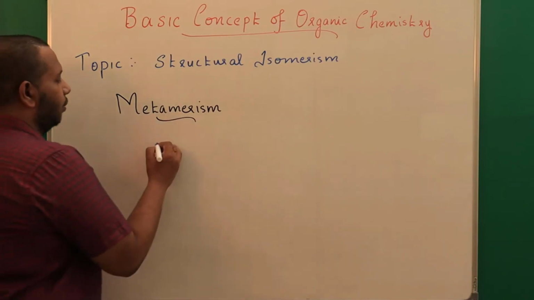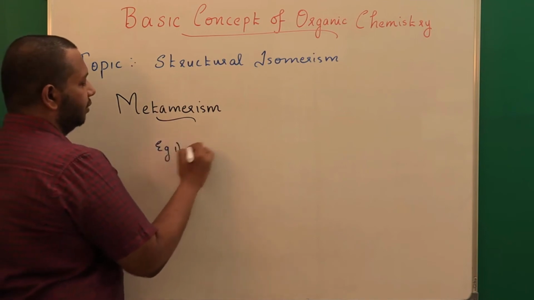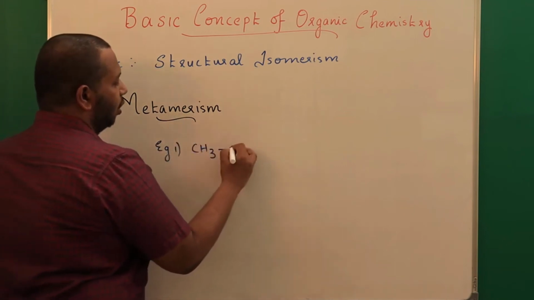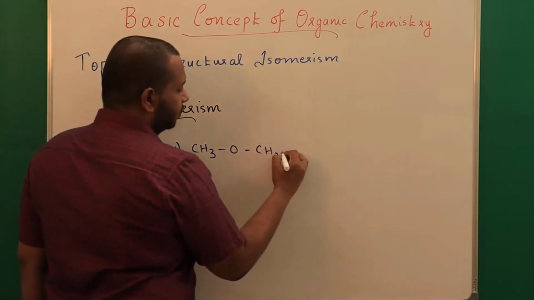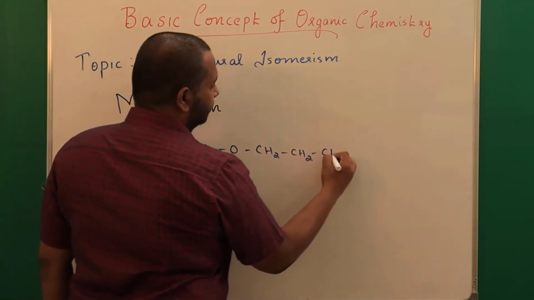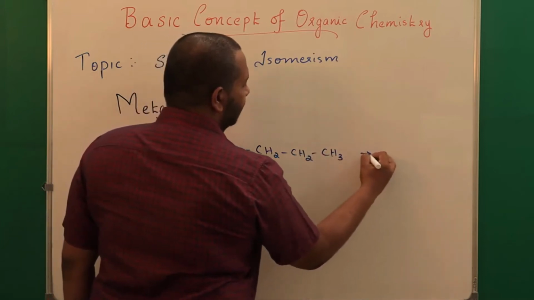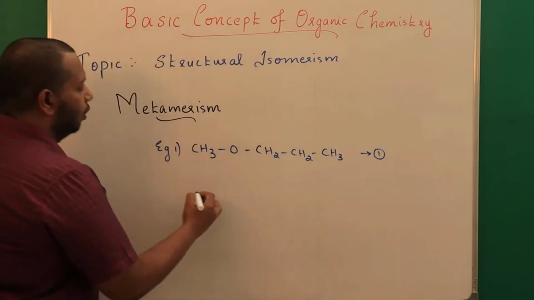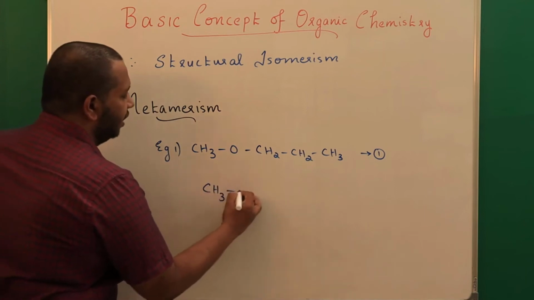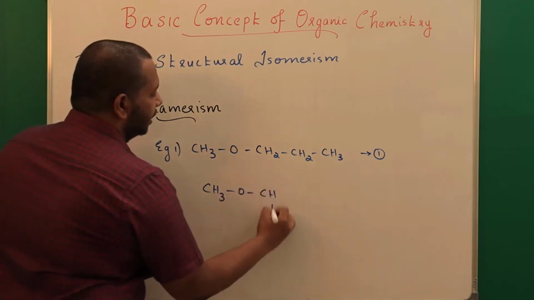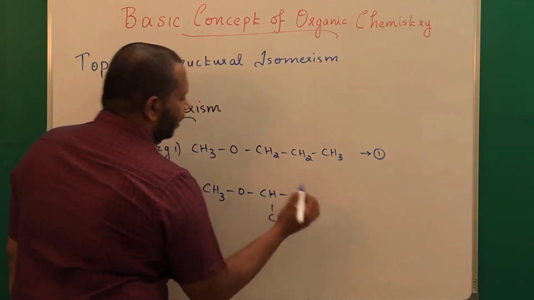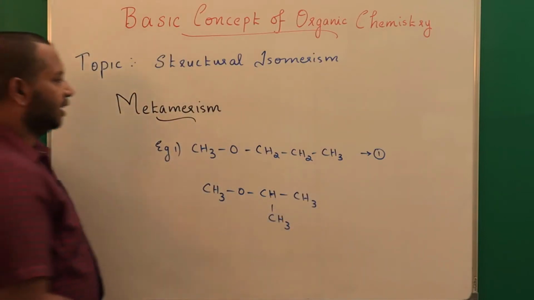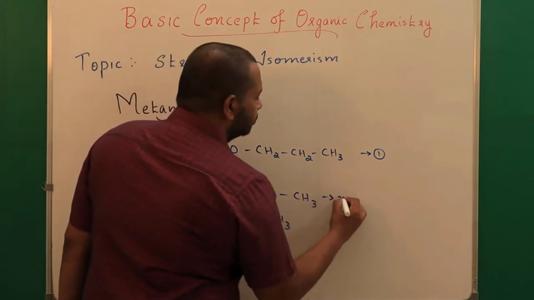Okay, suppose you have a compound like this, example 1, very, very important. CH3O, CH2, CH2, CH2, CH3. This is the first compound that is given to you. And the next compound given here is CH3O, CH, CH3, CH3. They are asking you what is the relation between 1 and 2.